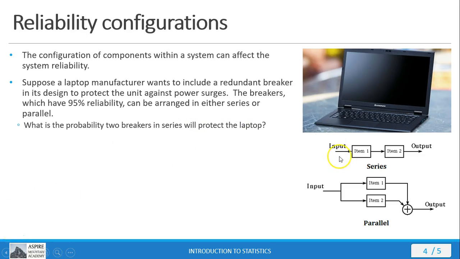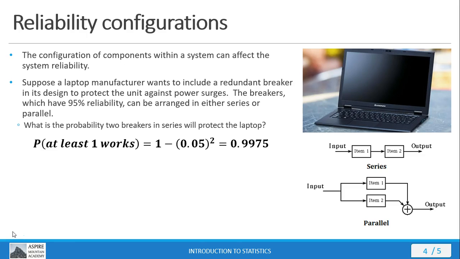Well, if they're in series, that means you've got one right after the other. These are breakers, which means that in order for the series configuration to protect your laptop, just one of these breakers has to be working. You don't need both of them. If this one fails and this one works, then it stops the surge. If this one works, then it doesn't matter if this one works or not, because the surge is stopped here. So we just need one of them to work.